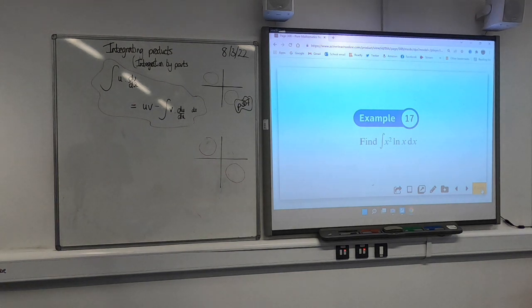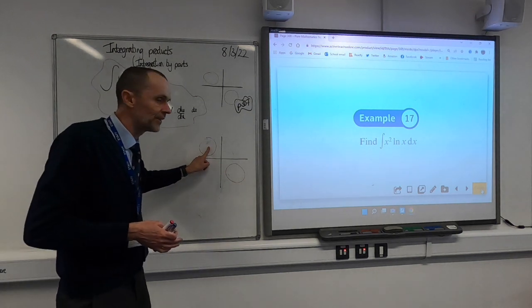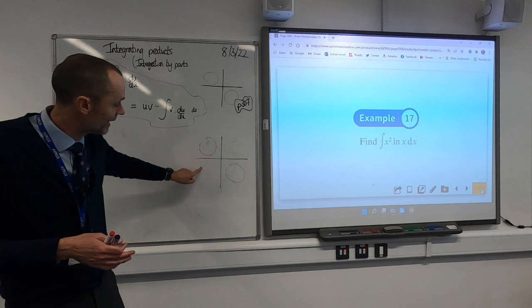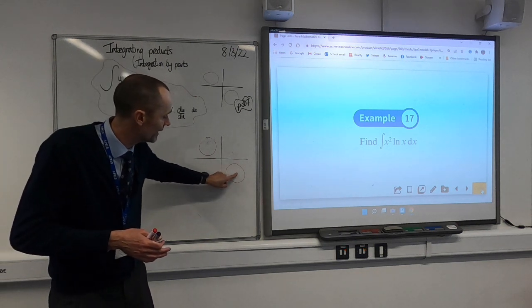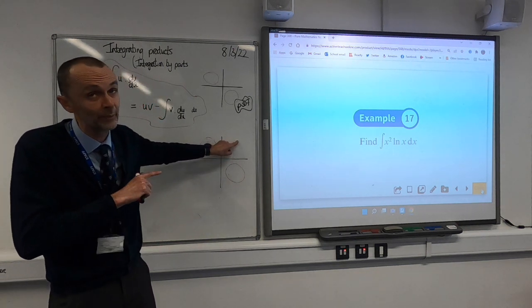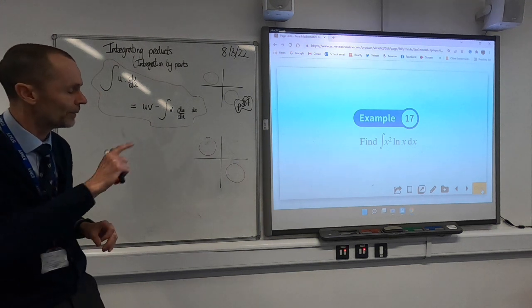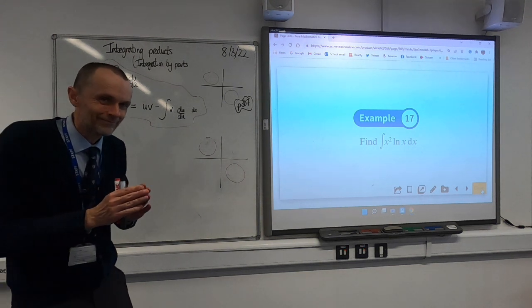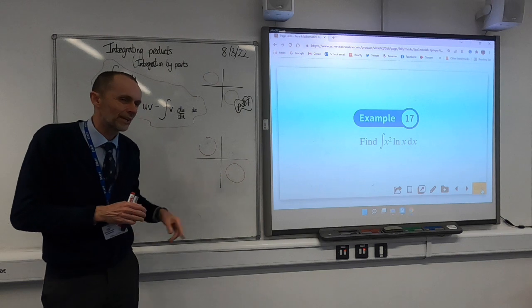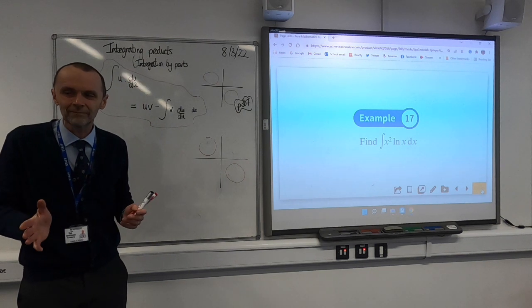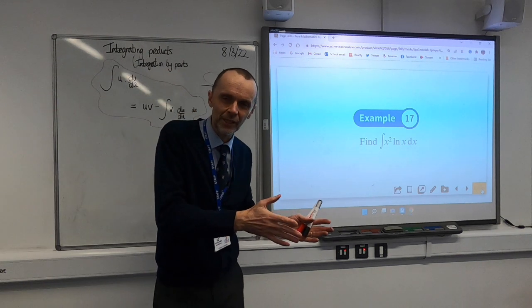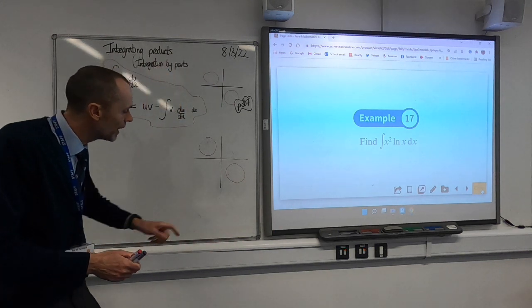It would be tempting to put the x squared there, because when I differentiate it, I get 2x, which is much simpler than putting it there and getting x cubed divided by 3, increase the power, divide by the new power. However, I don't know how to integrate ln x. We haven't done it. It's not on the formula sheet. So I can't put it there.